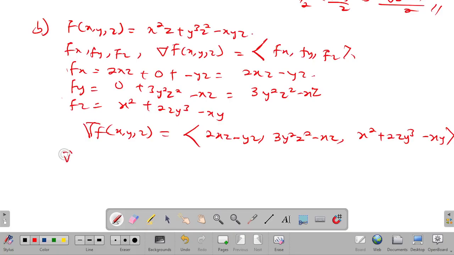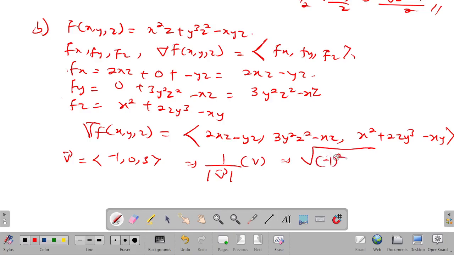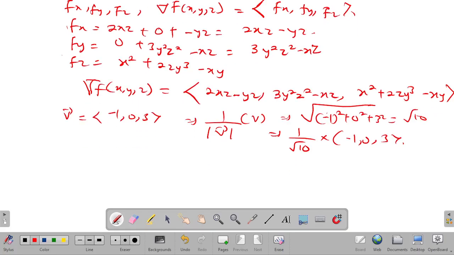So once this is written, the next thing is our vector. The vector was given to us: negative 1, 0, then 3, right? Therefore, what's the unit vector? For the unit vector, you have to find 1 over the length of our vector, times our vector itself. The length of the vector is going to be the square root of negative 1 squared plus 0 squared plus 3 squared, which is square root of 10. And therefore, our vector will be 1 over square root of 10 times (negative 1, 0, 3). Therefore, we simplify and get (negative 1 over root 10, 0, 3 over root 10), right?